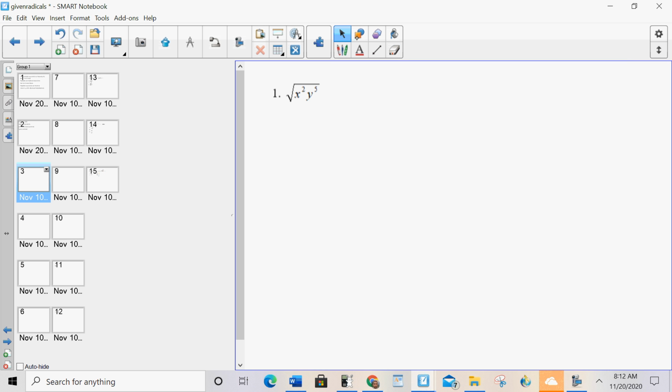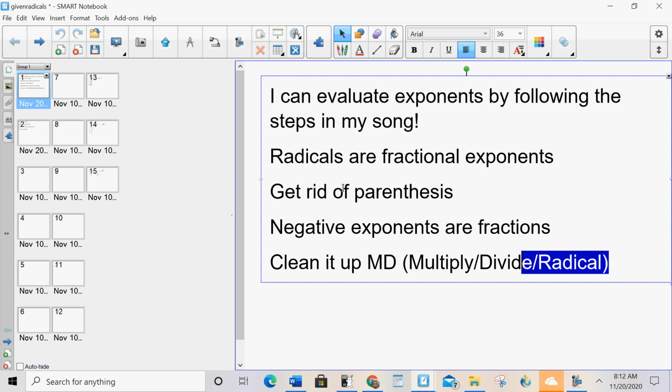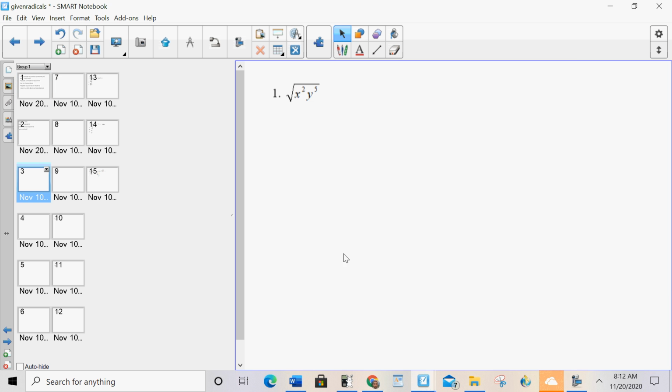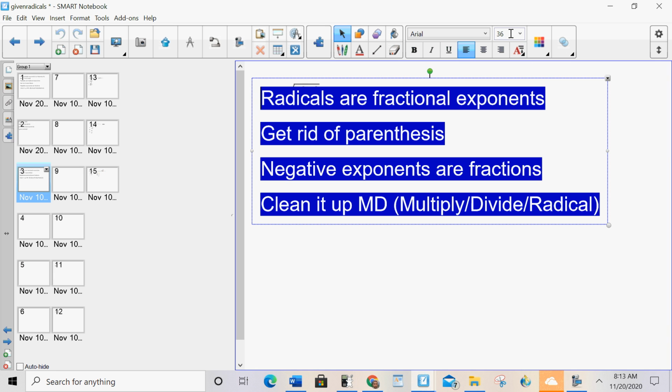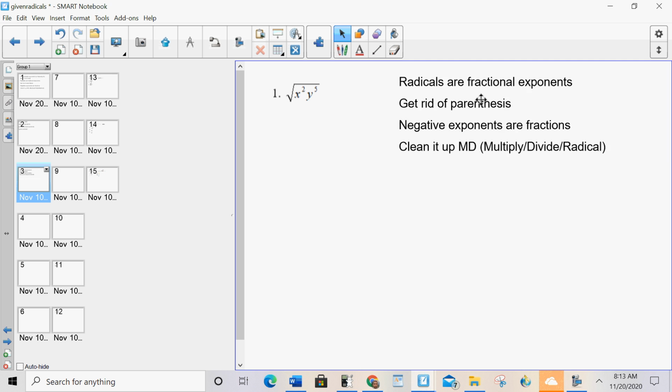Radicals are fractional exponents. Here, I'm going to just copy and paste the song on each question so we can refer to that as we're doing it. And it's a little bit too big. Let's just make it a little smaller. That looks nice. Real good.